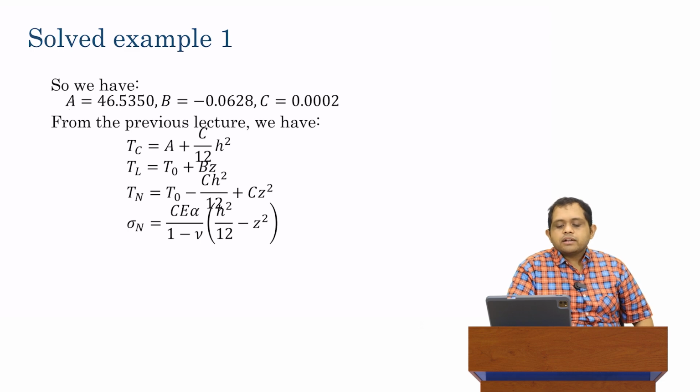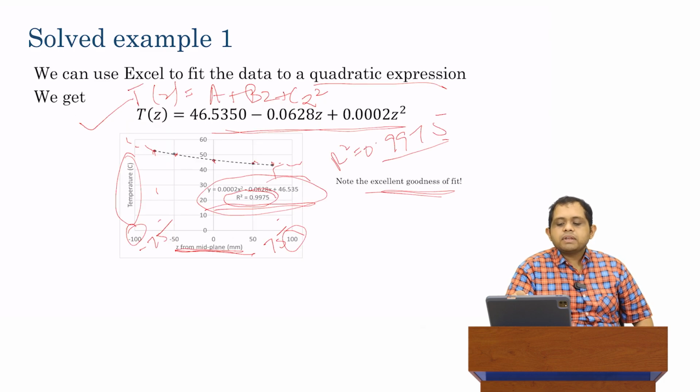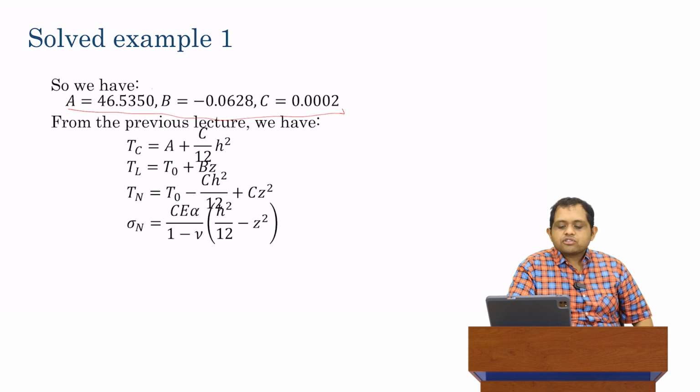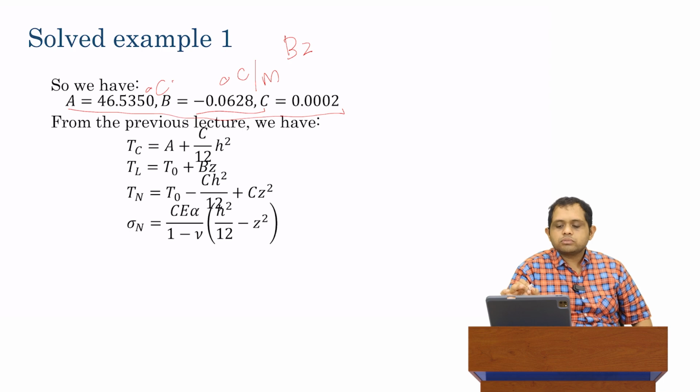Okay, so what we get is, to summarize that equation I put on the last slide, we have A is equal to 46.53. Just a note that A, B, and C do have units. So again, based on consistency of units, the left-hand side is in degrees Celsius, and so every term on the right-hand side also has to be in degrees Celsius. So the units of A are also degrees Celsius. The units of B are degrees Celsius per meter, because you get a BZ term over here, so the meter and meter have to cancel out for the term to have a unit of degrees Celsius. And then C has units of degrees Celsius per square meter.